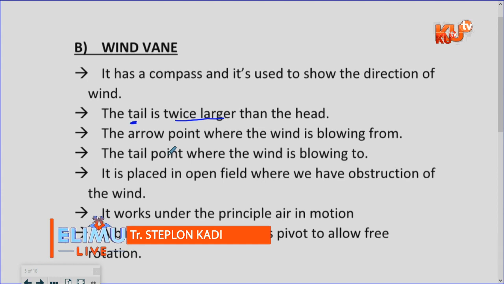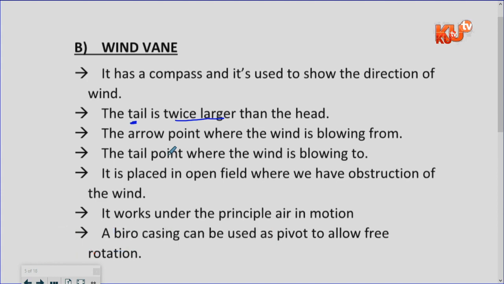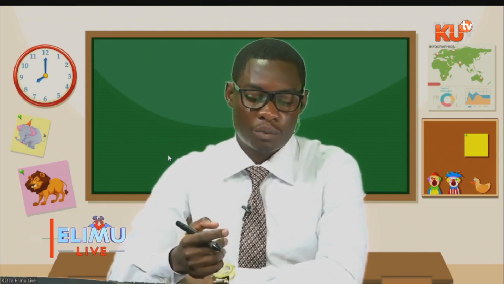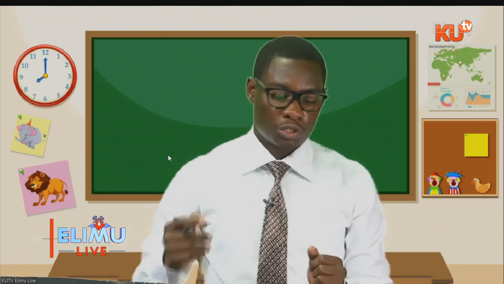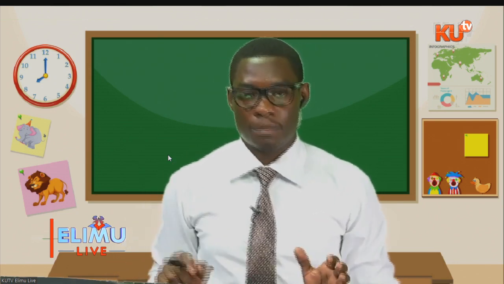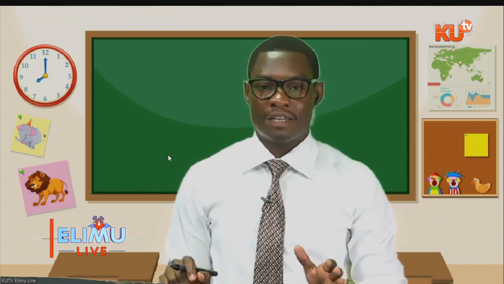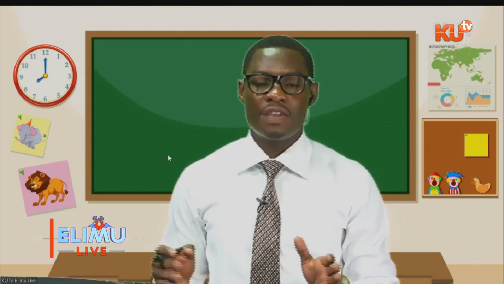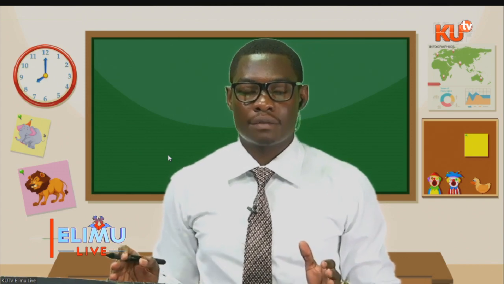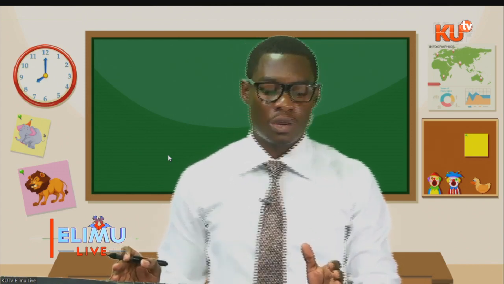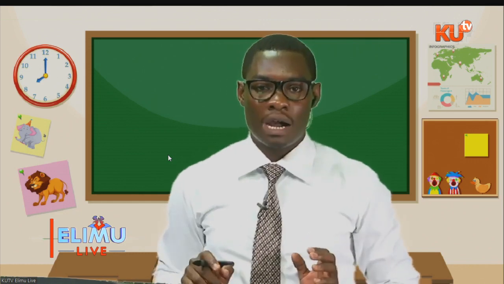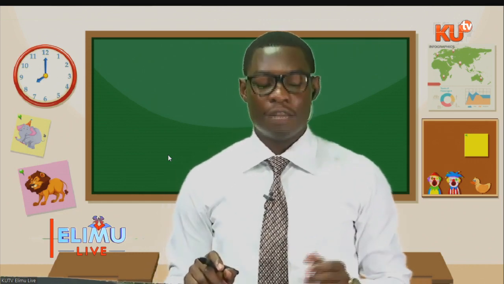It is also placed in an open field where there is no obstruction. Just as a rain gauge, a wind vane also acts on a principle, and it acts on the principle of air in motion. Remember, from your previous knowledge, moving air is called wind. So a wind vane works on the principle of air in motion.